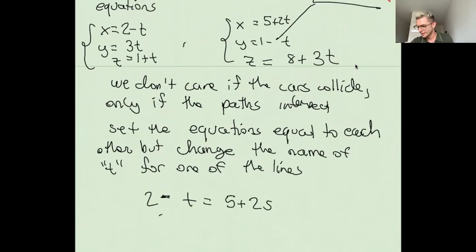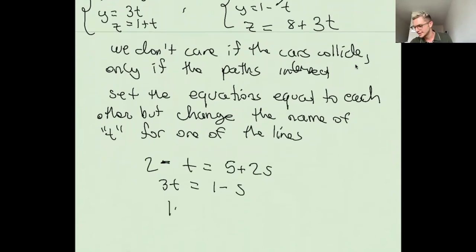Okay, and then you say 3T equals 1 minus T, but again, you're no longer allowed to call it T, you call it S, say, and then 1 plus T equals 8 plus 3S. So it's exactly the same equation, right? You just have to change the names of one of the variables. Is that okay? Is this okay with everyone?